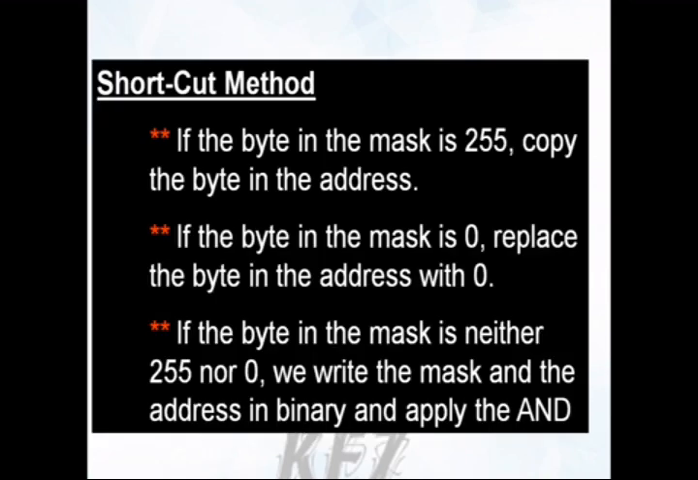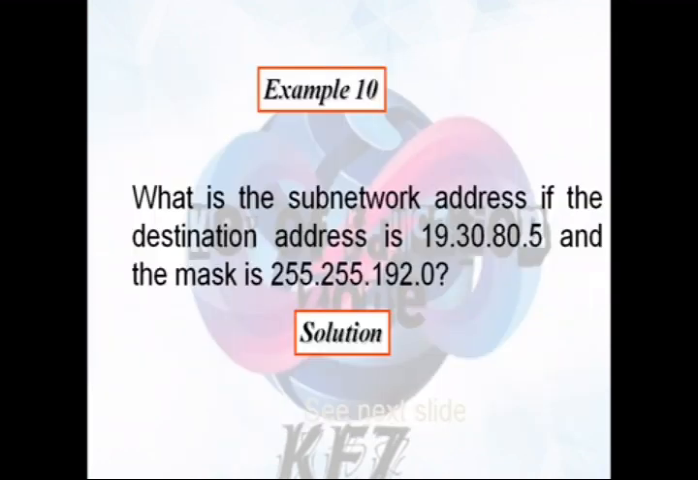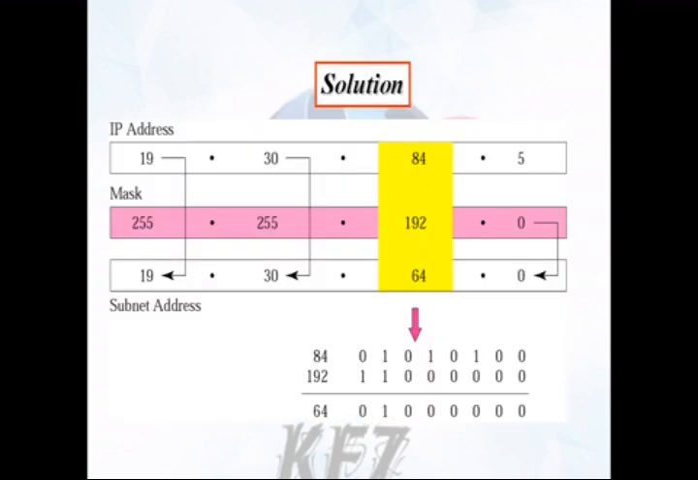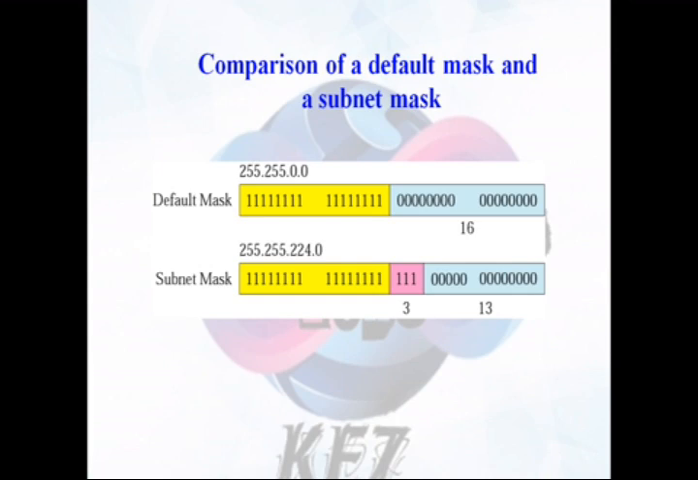So the shortcut method: if you have the byte in the mask as 255, copy the byte in the address. If you have the byte in the mask as 0, replace the byte in the address with 0. In this way. See here, another example you can get. Here, what is the subnetwork? Now follow, here also I am giving the screen. I am doing several examples here because our IP lectures are already given. So from there I just follow the AND operation. See here, 84, 192 and from there.